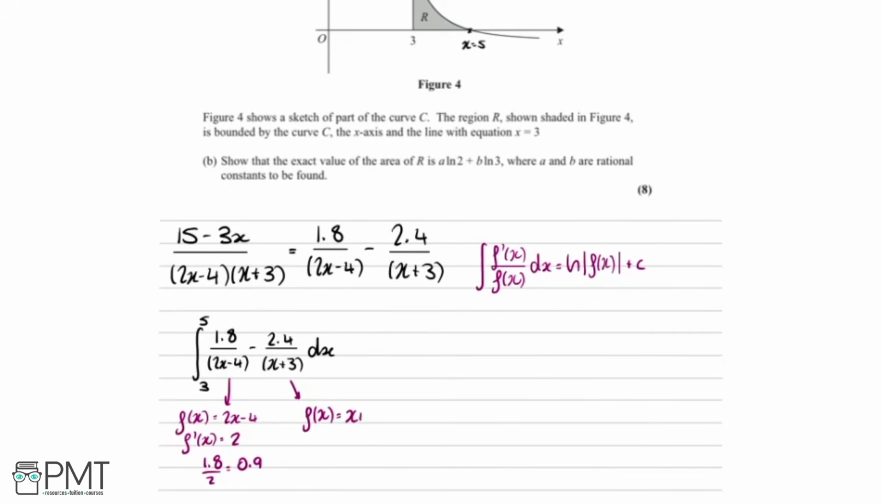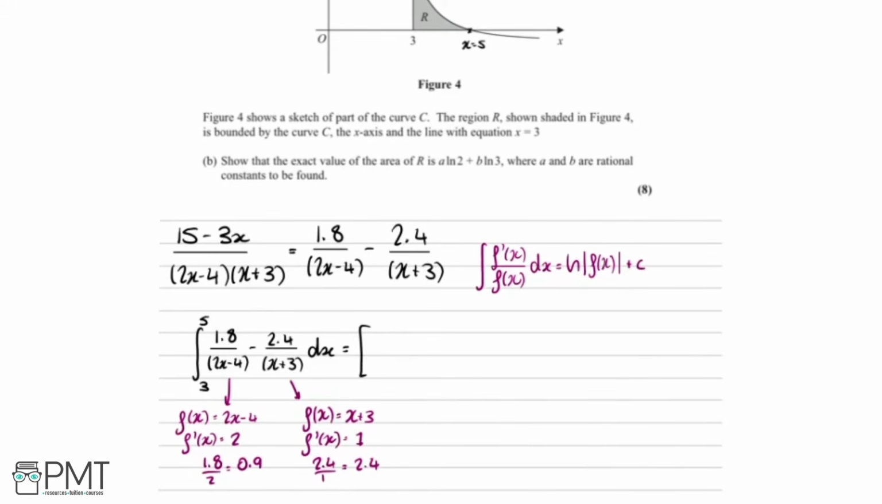So for this one, we've got f of x equals x plus 3, and f dash of x equals, so that would just equal 1 when we differentiate. But on the top, we've got 2.4. So what I'm going to do is, again, 2.4 divided by 1. Well, that just equals 2.4. So we're going to use that as a multiplier.